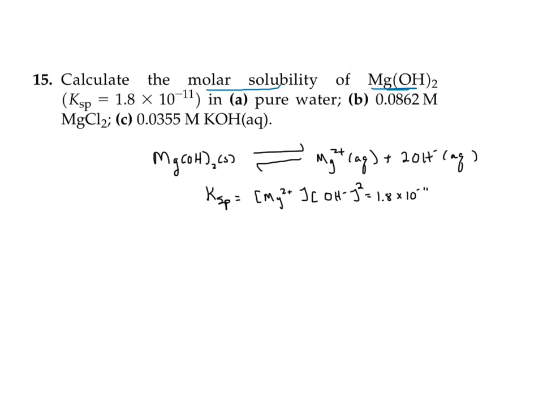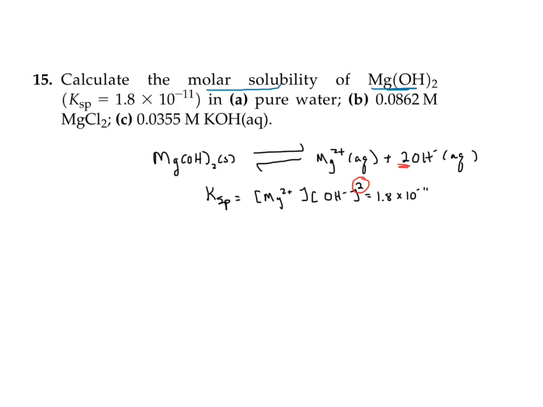And actually, I'll tell on myself, when I was doing this at my office, when I wrote the KSP expression, I forgot to square the hydroxide. But do you see why you have to square the hydroxide? Because it's a stoichiometric coefficient when that thing ionizes. Okay, so of course that KSP was given.